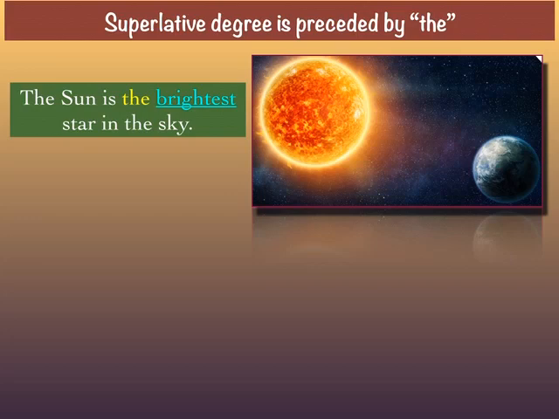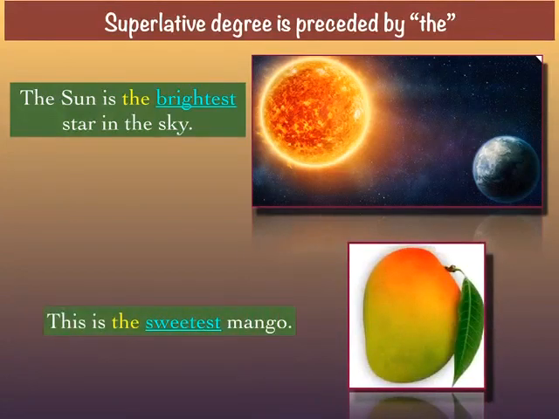So students, remember that we have to use the whenever we are using the superlative degree, and the superlative degree is always preceded by the. Let's see one more example. This is the sweetest mango. Here the word sweetest is the superlative form of adjective which is used to describe the mango, and it is comparing this mango with the rest of the mangoes. And here also you can see that we have used the before the superlative degree of adjective.